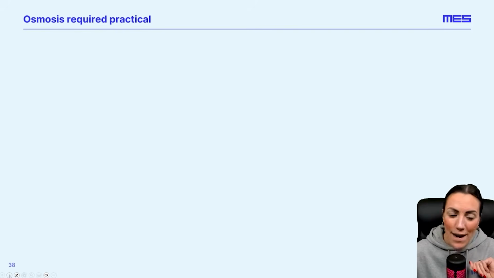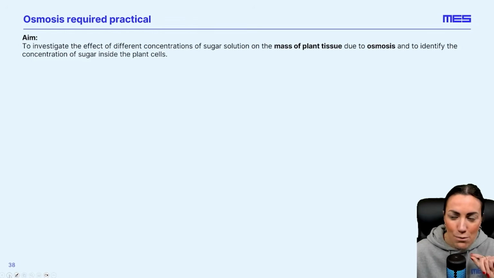Now, there is a required practical linked to osmosis, so let's have a look at that. The aim of this practical is to investigate the effect of different concentrations of sugar solution on the mass of plant tissue due to osmosis. So you probably use potatoes as the plant tissue, and you can identify the concentration of sugar inside the plant cells. You're going to use potatoes when you do this in school, but in the exam, I've seen questions on carrots and eggs that have had the shell removed, but it's the same knowledge that you're going to apply, just to a different cell type.